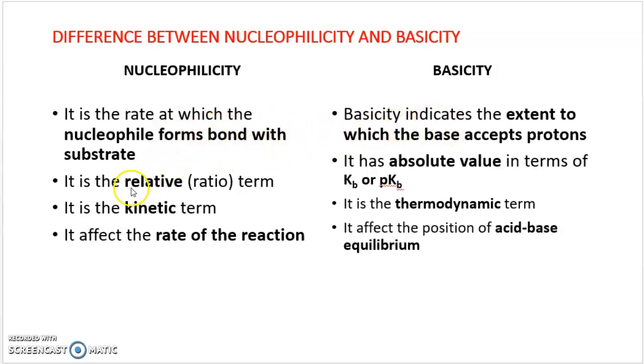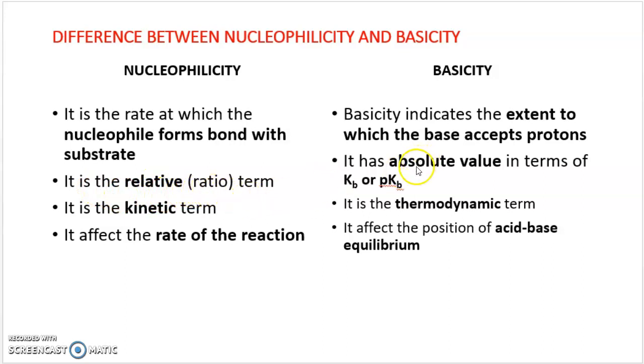Another point is that nucleophilicity is a relative term. Relative means ratio. We have seen the equation Nu is equal to K of nucleophile upon K of methanol. So it is a relative term. It is calculated with reference to some standard. That's why it is a relative term.